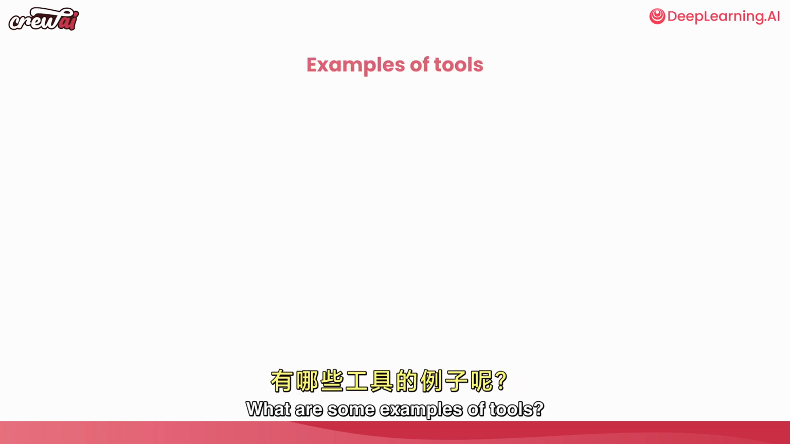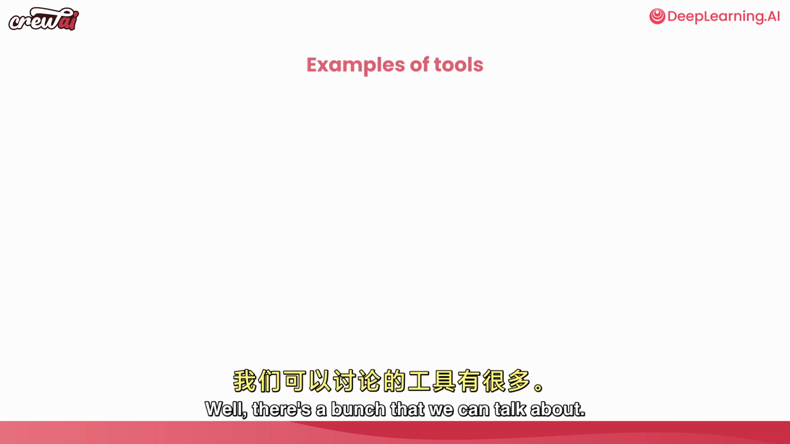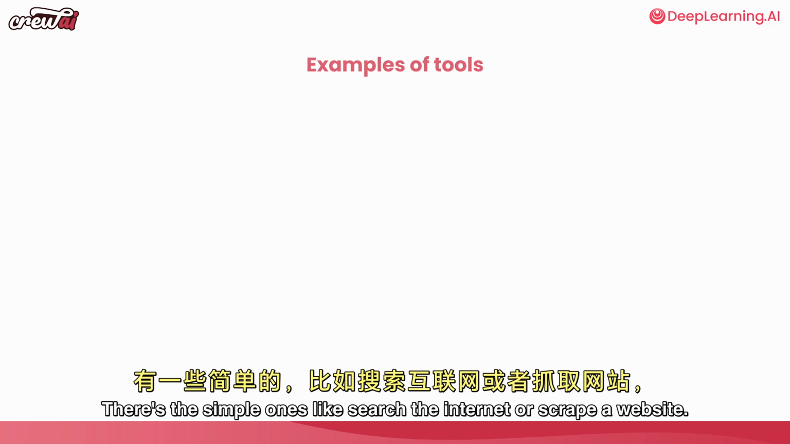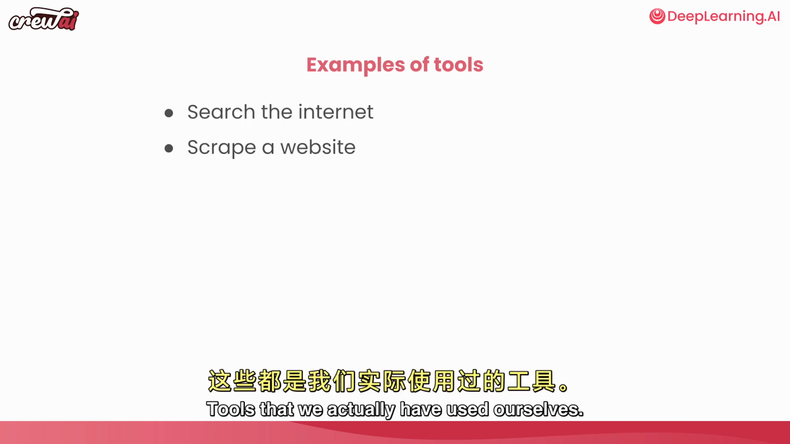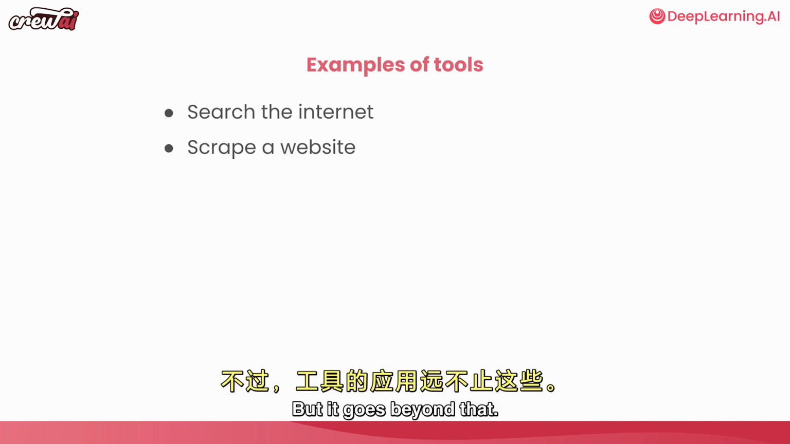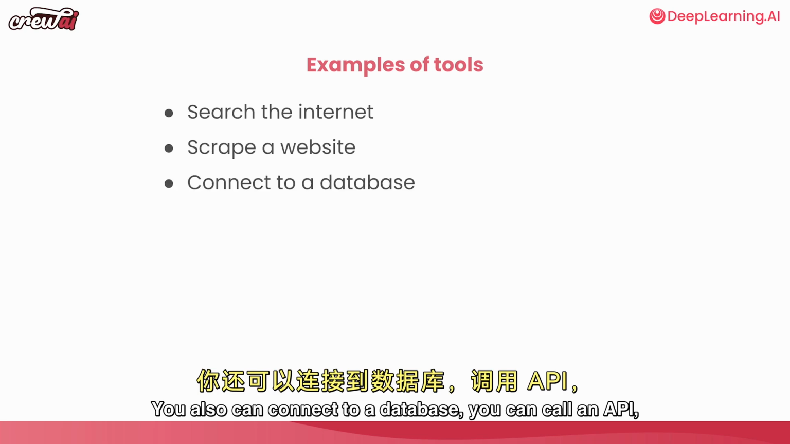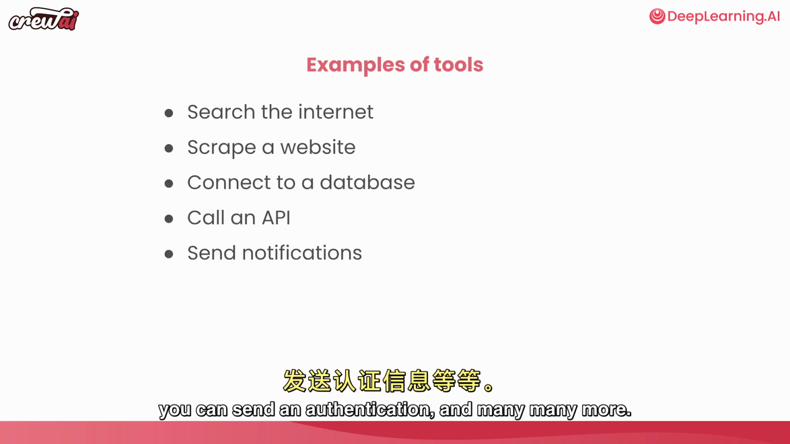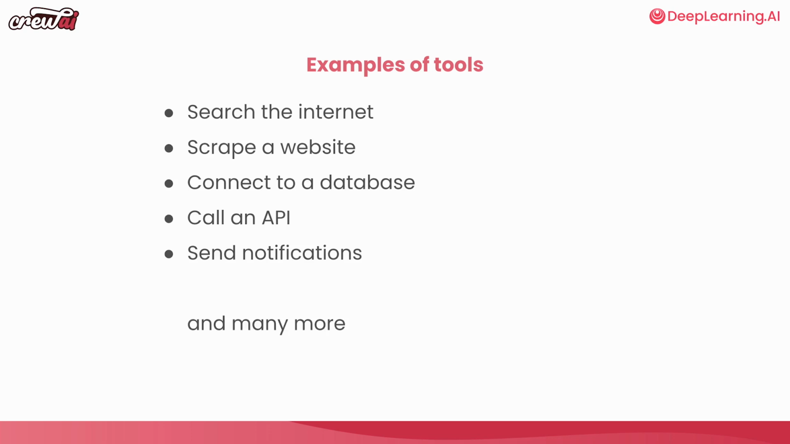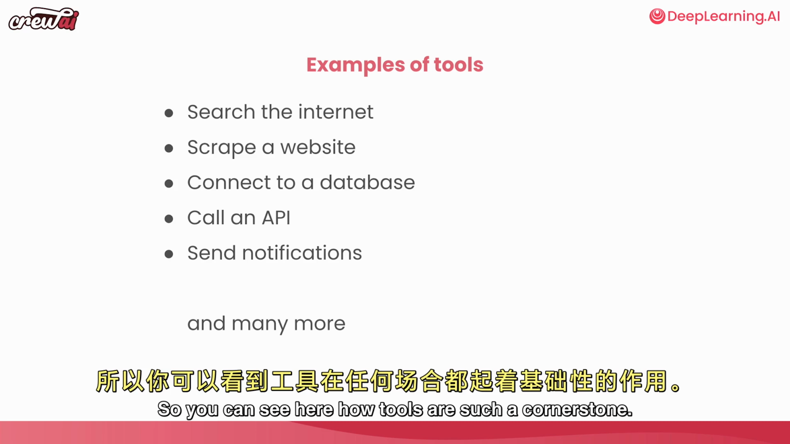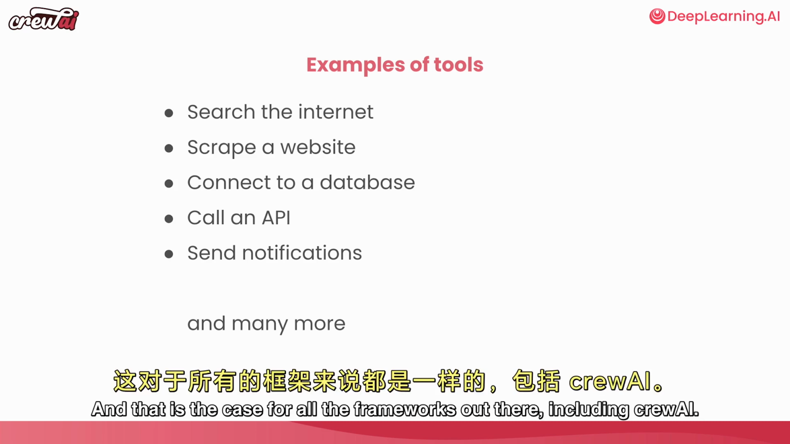What are some examples of tools? Well, there's a bunch that we can talk about. There are the simple ones like search the internet or scrape a website, tools that we actually have used ourselves. But it goes beyond that. You can also connect to a database, you can call an API, you can send a notification, and many, many more. So you can see here how tools are such a cornerstone, and that is the case for all the frameworks out there, including crewAI.